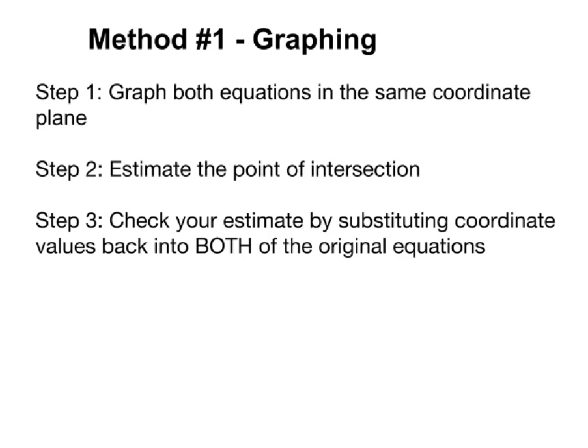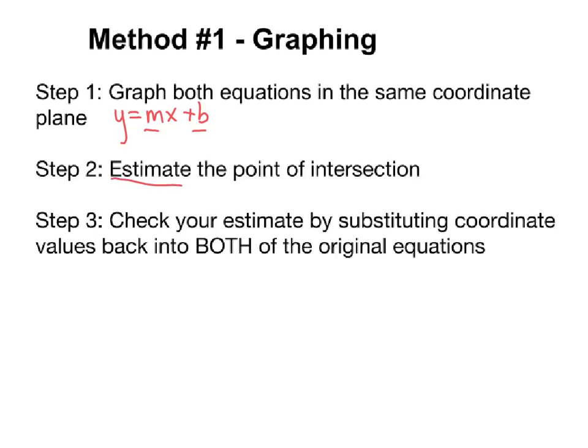The first method we're going to talk about is graphing. Step one, graph both equations on the same coordinate plane, estimate the point of intersection, and check your estimate by substituting coordinate values back into both of the original equations. So we're going to graph them on the same coordinate grid. You could use standard form if you're comfortable with that, but if you want to solve it in slope-intercept form, then you have your slope and your y-intercept that are easy for you to graph.